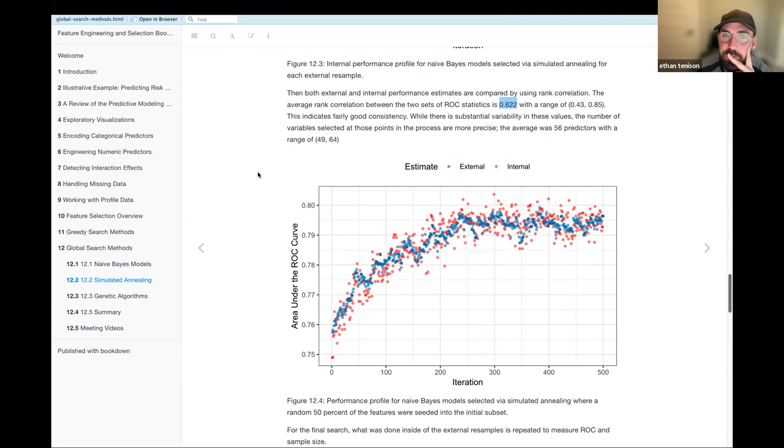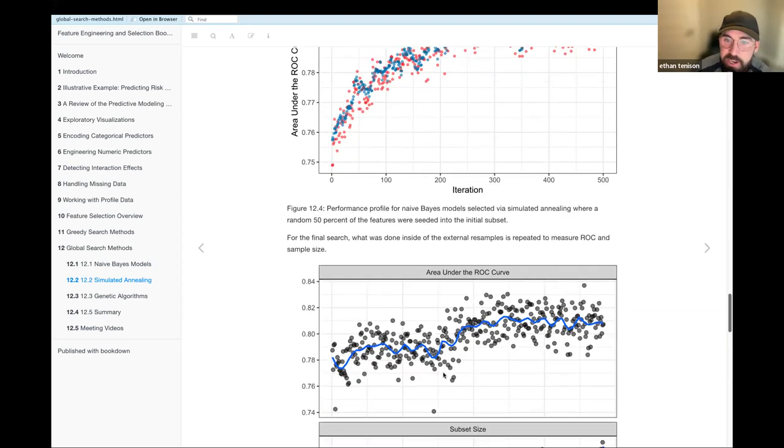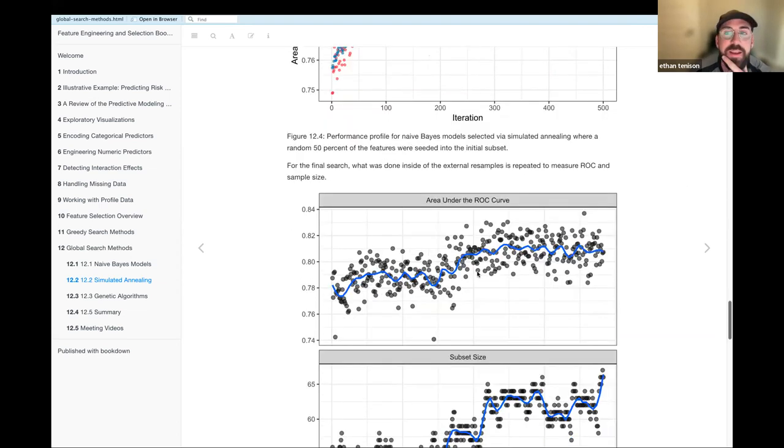Okay. It looked like the average was 49 to 64 predictors. I believe the initial number was like 112 or something. Let's see. So here's that pattern that you were describing, Brandon. And I can't remember exactly what they said here.